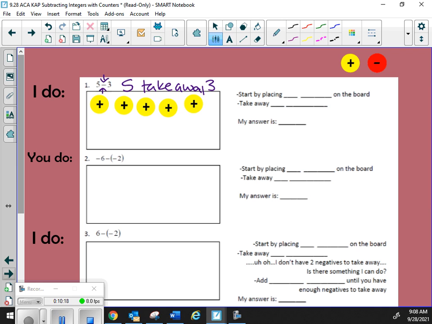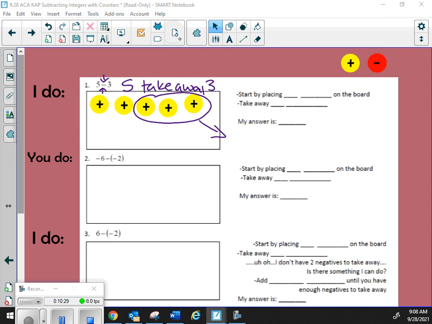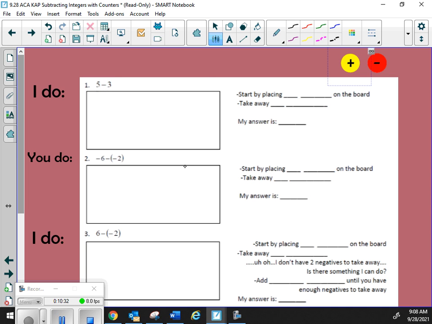When I model in subtraction, the way that I show I'm subtracting instead of adding is I circle the ones that I'm taking away and I just draw an arrow. Say bye-bye. Okay, so go ahead and draw that model on your page. Again, you're going to draw your 5 positives. 1, 2, 3, 4, 5. I'm taking away 3. I say bye-bye. When I take those away, what am I left with? 2. That is my answer. Again, I start by placing 5 positives on my board, and then I take away 3 positives.